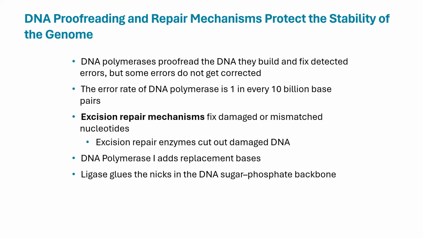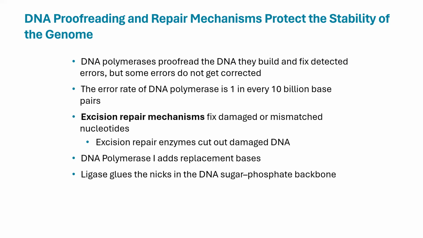Now, their DNA is protected largely by the proofreading and repair mechanisms. DNA polymerase is going to proofread. RNA polymerase does not proofread. Regardless, even though they're proofreading and finding these errors and fixing them, some of them don't get caught. This leads to an error rate of about 1 in every 10 billion base pairs.